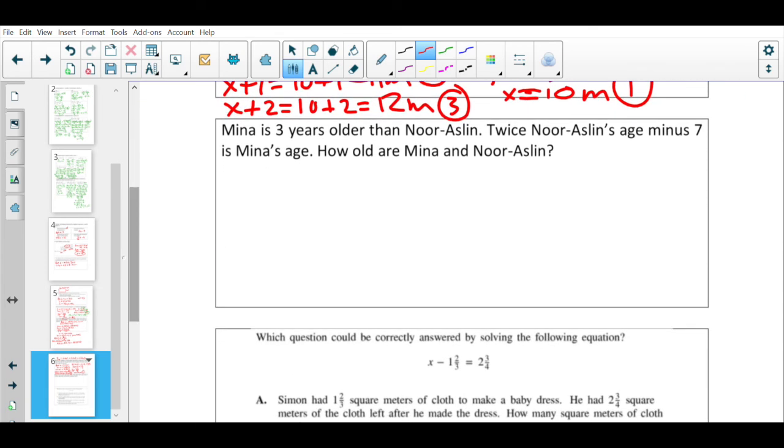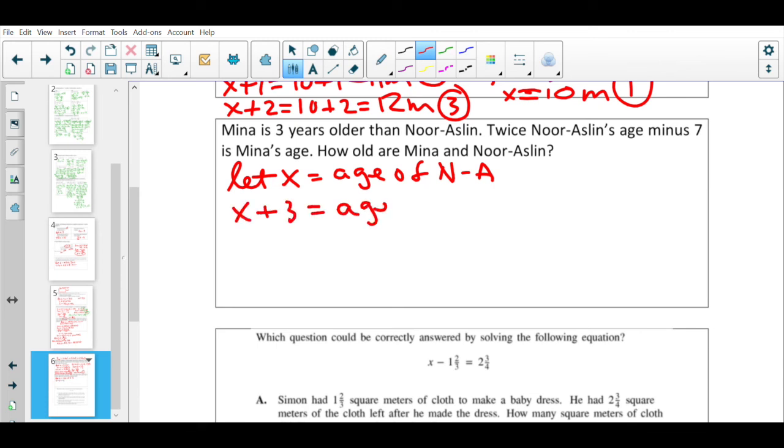Age problem. Mina is 3 years older than Nur Aslin. Twice Nur Aslin's age minus 7 is Mina's age. How old are Mina and Nur Aslin? So let x equal the age of Nur Aslin. So Mina is 3 years older than Nur Aslin. So x plus 3 equals the age of Mina.